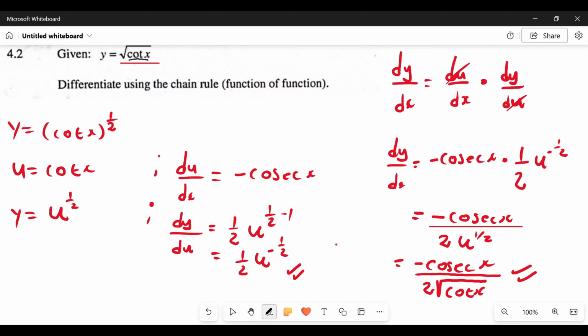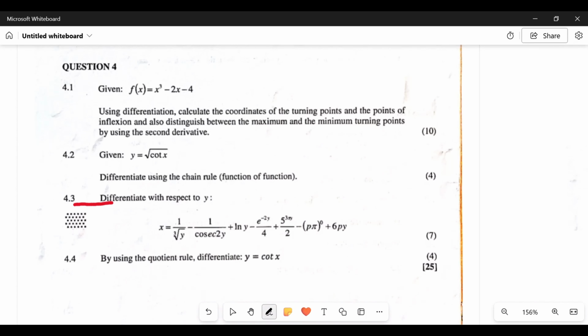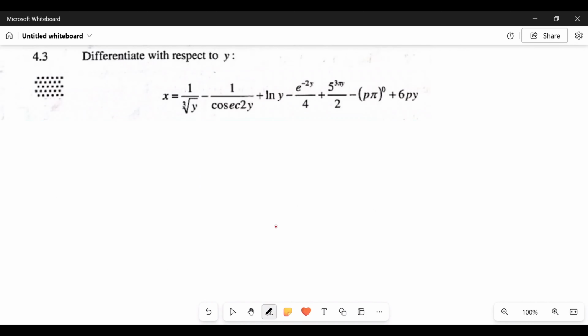Right, guys, we are done with 4.2. We're going to do 4.3. Let's do 4.3 here, guys. So I'm going to copy this question, paste it where there is space, and we solve it. All right, guys, let's look at 4.3.